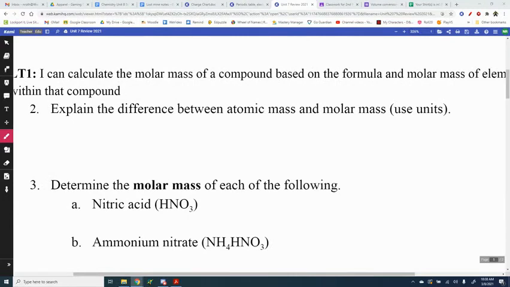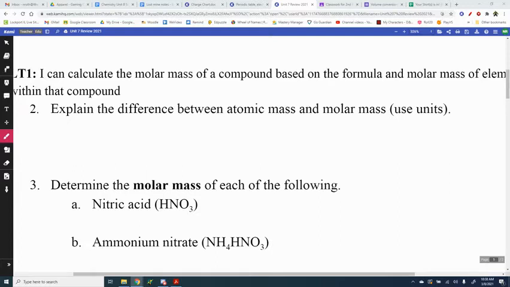All right, so atomic mass versus molar mass. Atomic mass is the mass that one particle of a substance weighs in AMUs, or atomic mass units. What I mean by particle is an atom or a molecule. So if I have one atom of carbon, it weighs 12.01 AMUs.